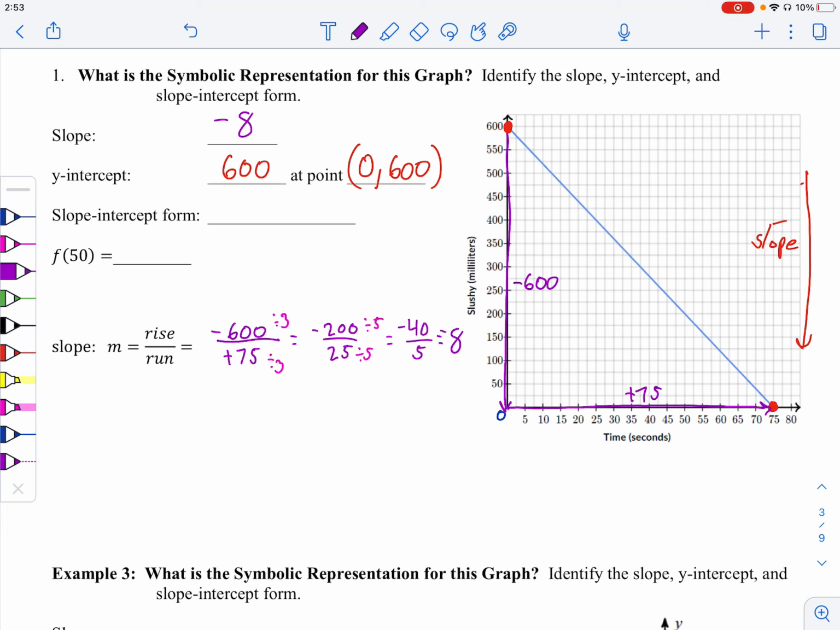And our slope-intercept form, remember we just talked about that, so it's f of x, because that's our y now, equals mx plus b. We just match that up with what we know. Our m is our slope, so slope is negative 8 with the x value. Our b value, which is the y-intercept, is 600. So positive 600, plus 600 right there. And that's our slope-intercept form. So we start at our y-intercept 600, our slope is negative 8, and we use negative 600 over 75 to find that rate of change, negative 8.